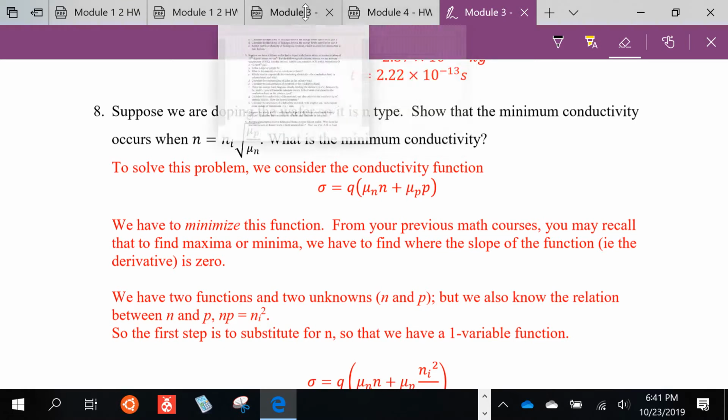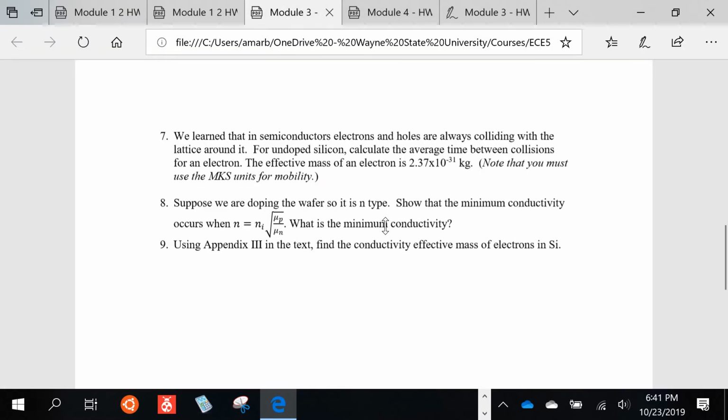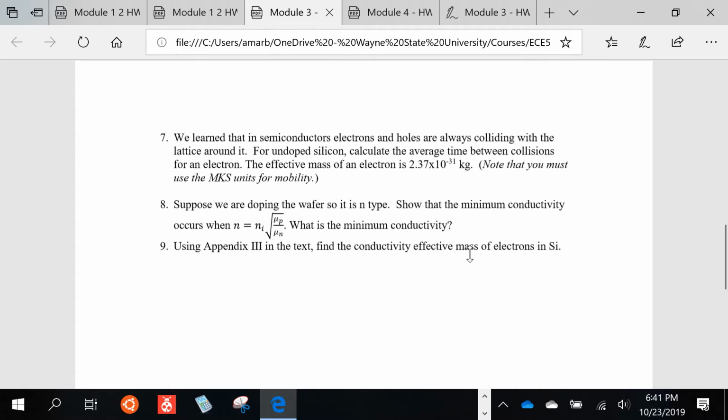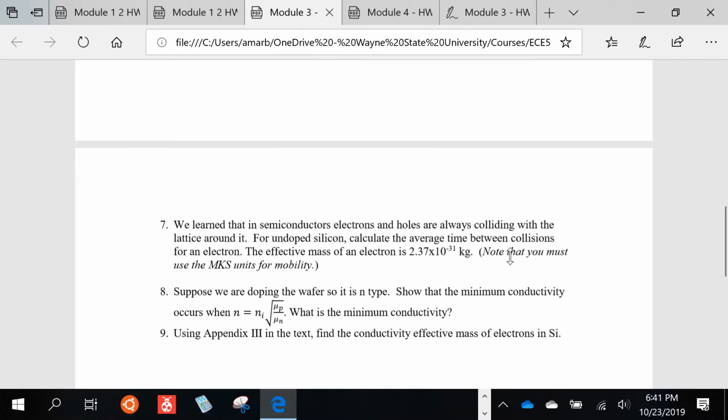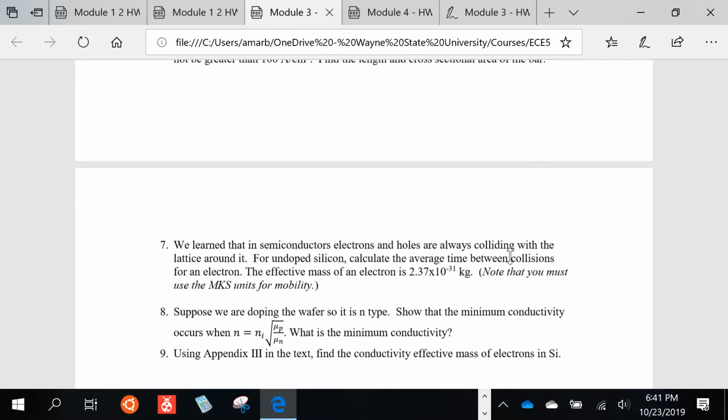All right. Question 9 is not going to be on the exam, so don't worry about that. There's no solution for it anyway. It's Appendix 3 in the text. I realize many of you probably don't have the text.